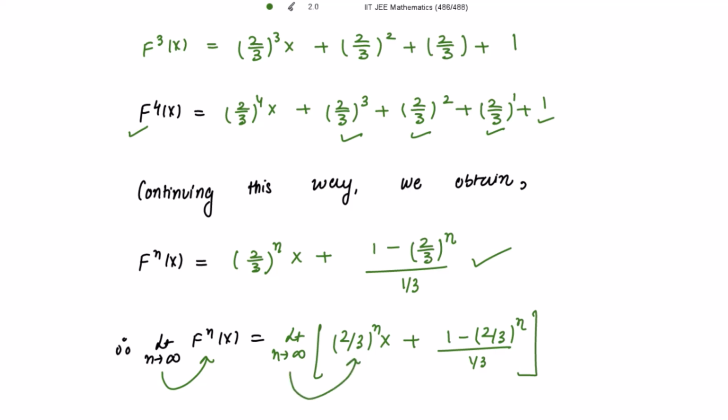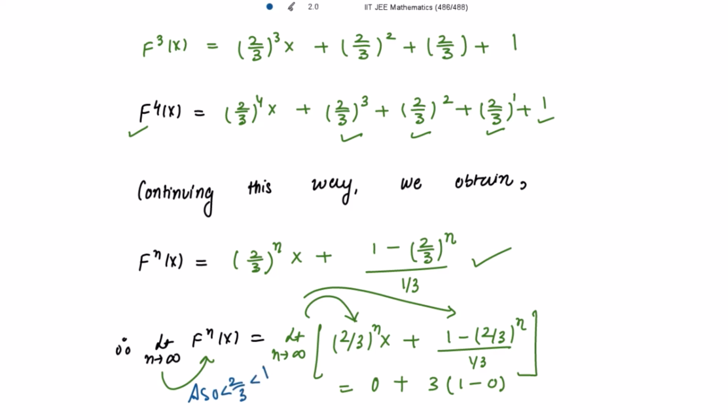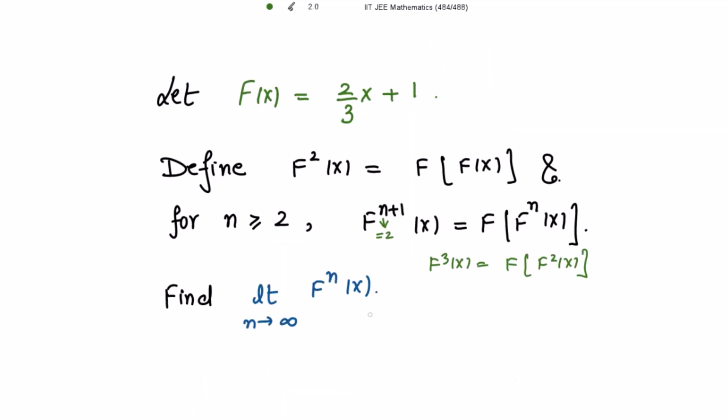Now the limit on this becomes 0. Why? Because 2 by 3 is strictly less than 1 and greater than 0. So when n tends to infinity, the first term will become 0 if we take the limit. So this is equal to 0 plus thrice of, when taking the limit on the second term, 1 minus 0. The reason is that 2 by 3 is strictly greater than 0 and strictly less than 1. So we are getting this answer to be 3. So the value for this limit is 3.